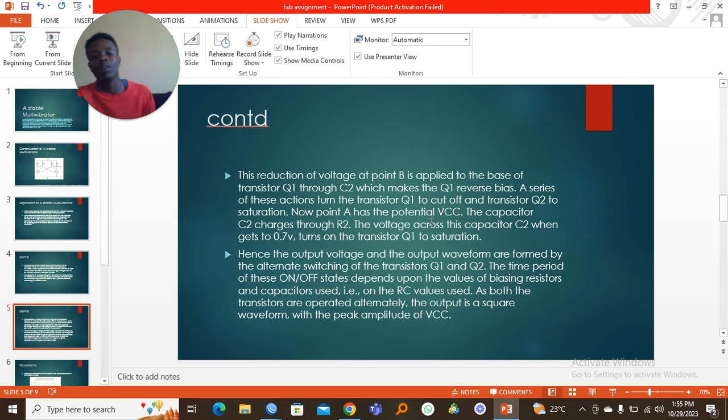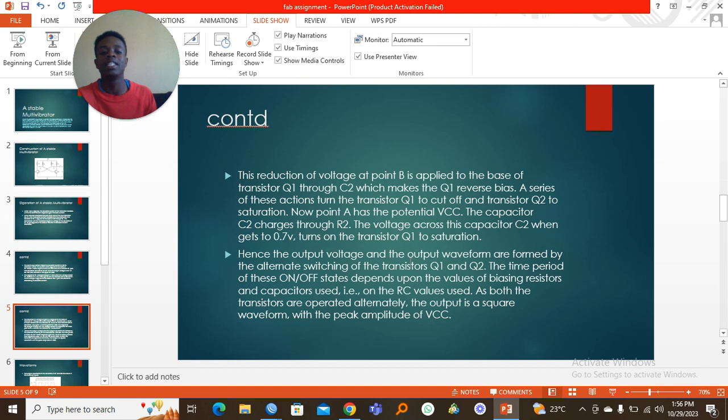Now point A has the potential VCC. The capacitor C2 charges through R2, and when the voltage across C2 gets to the biasing voltage of transistor Q1, it goes into saturation, and now transistor Q2 is in cutoff mode. So this action keeps on repeating itself.